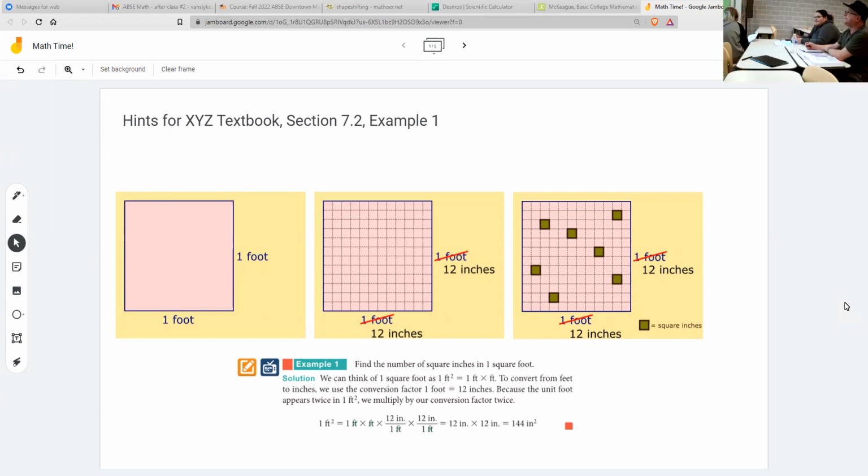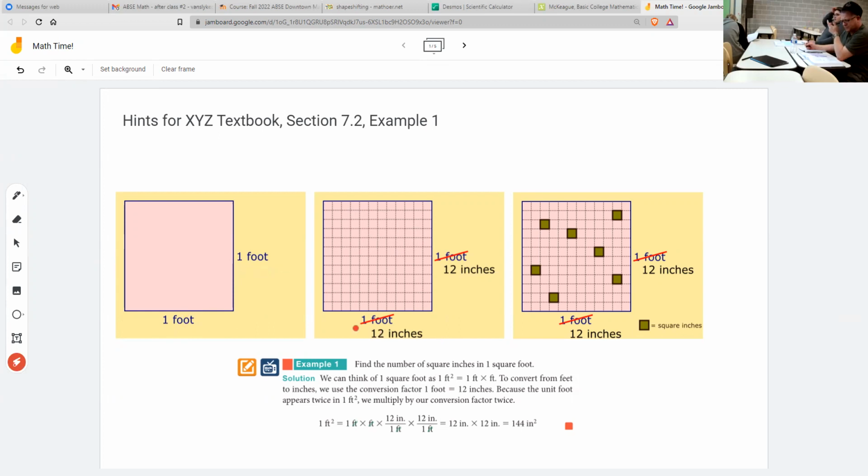We're recording examples 1 and 7 in section 7.2 of the XYZ textbook. Example 1 says, how many square inches are in a square foot? And here's a picture I made with a square foot, 1 foot on one edge, another foot on the other edge. We want to find square inches.